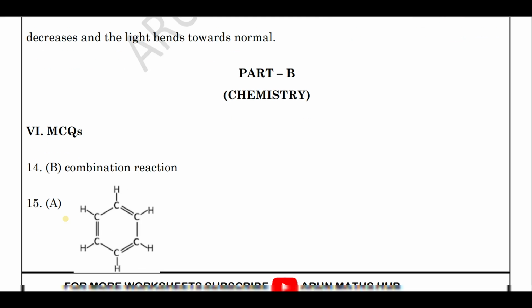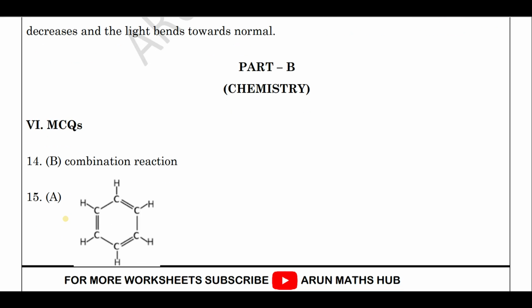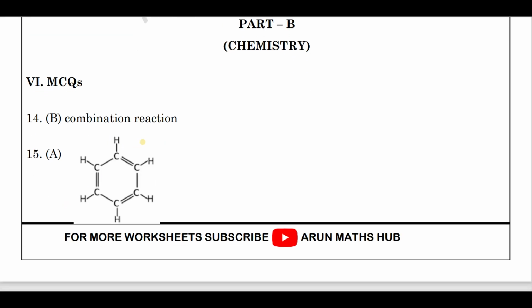Now part B, chemistry. 14th question. Calcium oxide reacts vigorously with water to produce slaked lime. This is a type of combination reaction.